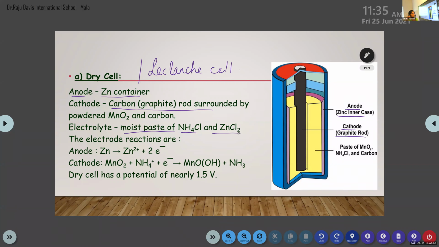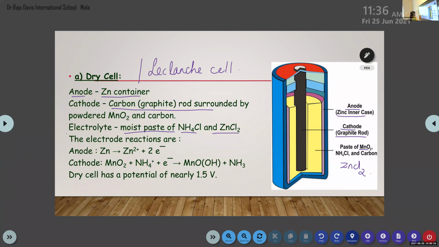So there is one zinc inner case. Inside that, at the middle portion, there is one cathode made of graphite, surrounded by the powdered manganese oxide and carbon. Along with that there are certain electrolytes: ammonium chloride and zinc chloride. So the electrolyte is the moist paste of ammonium chloride and zinc chloride.